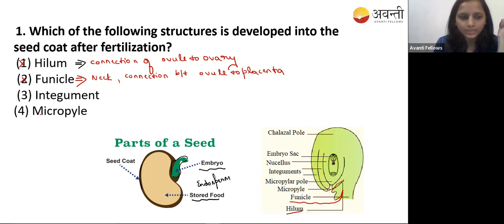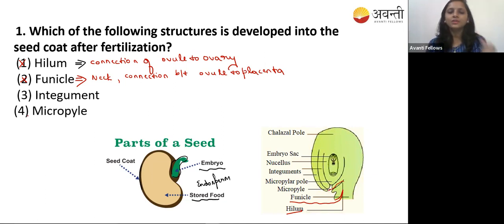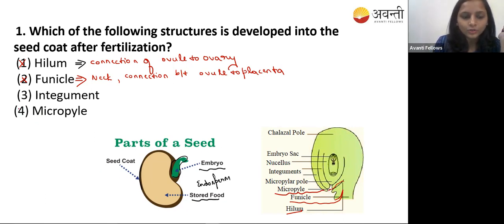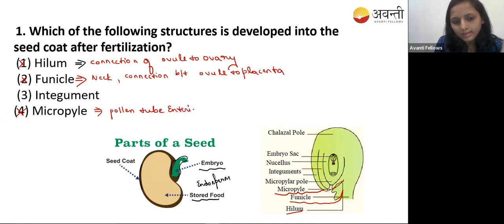Then coming to the fourth option, micropyle. Have you observed that during fertilization the pollen tube will be formed? It can enter either from the chalazal end or from the micropylar end, and most probably it will enter through the micropylar end. Here you can see the micropylar end, where the pollen tube enters. But it is not the correct answer. The micropyle helps in pollen tube entry, so option four is also wrong.